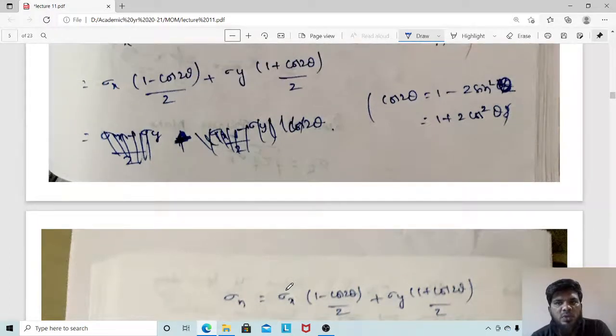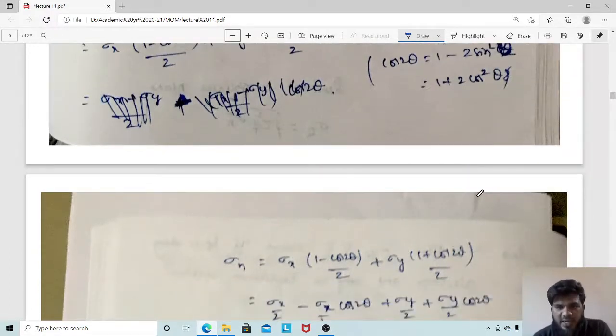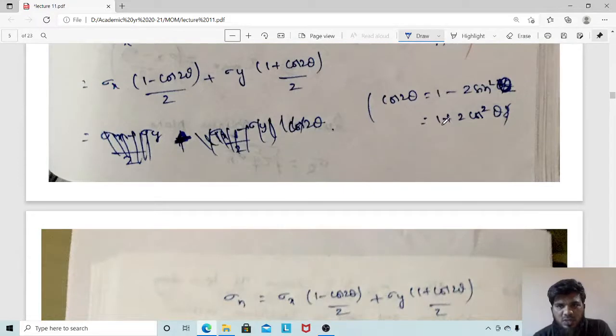Okay, clear? So I have written the identity here wrong. Please note it down. This identity is wrong. So the identity is 2 cos square theta minus 1.